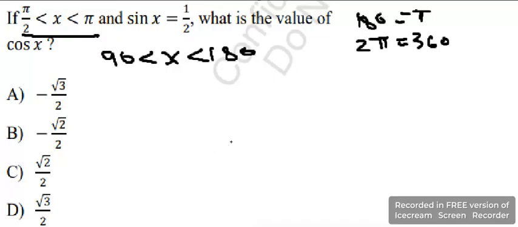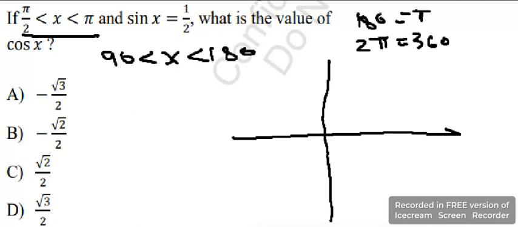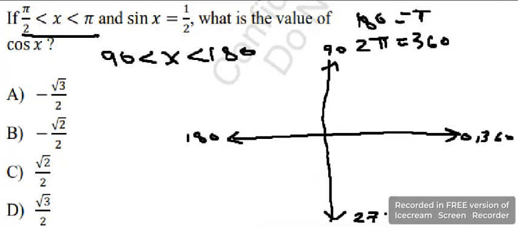So what this tells me is that our x is going to be in the second quadrant of the graph. How do I know that? Because if you draw a very basic sketch of the unit circle, you're going to notice that we have 0, 360, 90, 180, and 270. So between 90 and 180 is going to be over in this range.